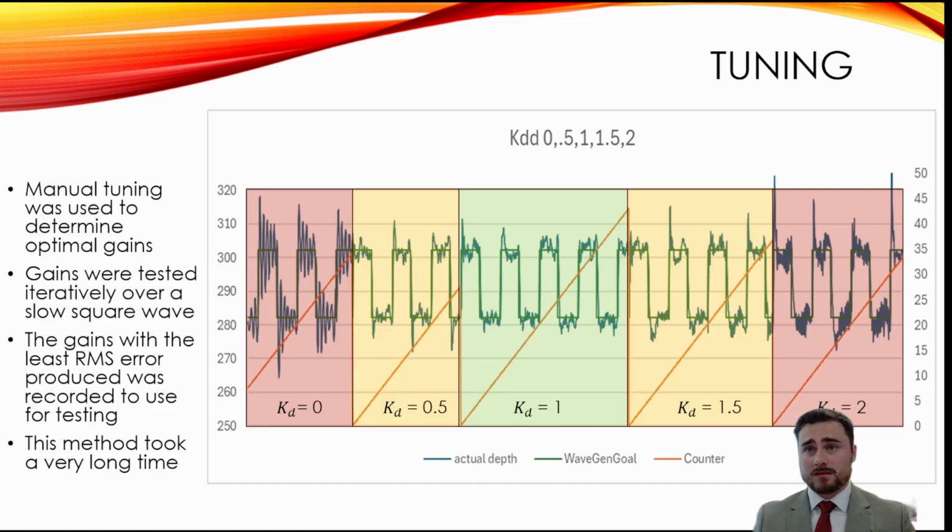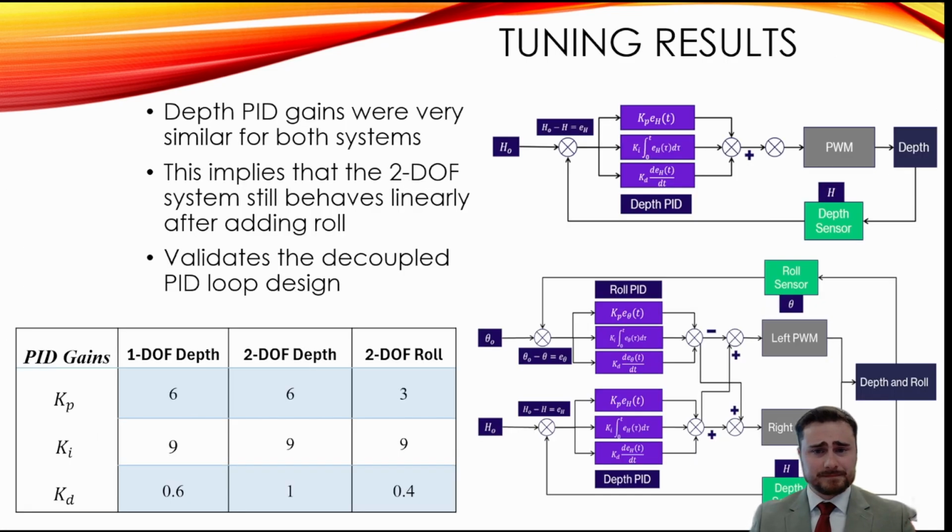This method was very particular and took a long time to test and analyze all of it. But the results showed that both systems were very similar. The depth PID gain values were very similar. And so this implies that the system remained linear even after adding the roll. And so this, in a way, supports the decoupled 2-degree freedom PID loop design that you can see here, where, again, the controllers only look at their own error.